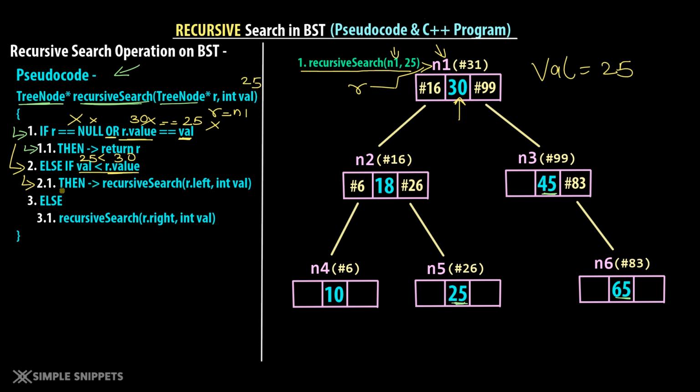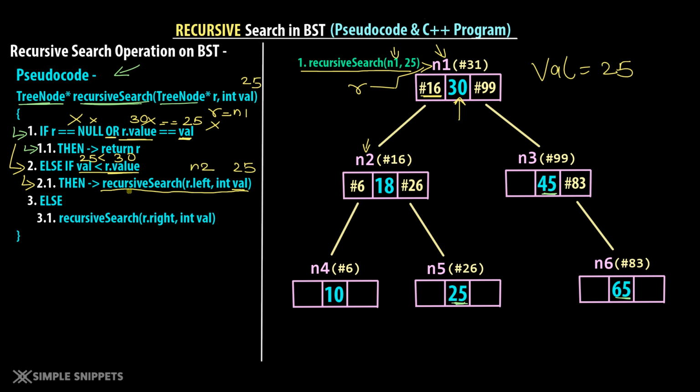Now in 2.1, you can see that we are calling recursive search again. So now this is a recursive call, which means that this recursive search is calling recursive search again. And this time we are saying r of left as the first argument and int val, which is again the same value as the second argument. So this value int val is going to be 25 only, but r dot left. So r, as I mentioned, is currently pointing to n1. When I say r dot left, it means n1's left. What is there to the left of n1? As the left child, it is hash 16, which is nothing but the address of n2. So basically over here we are passing n2.